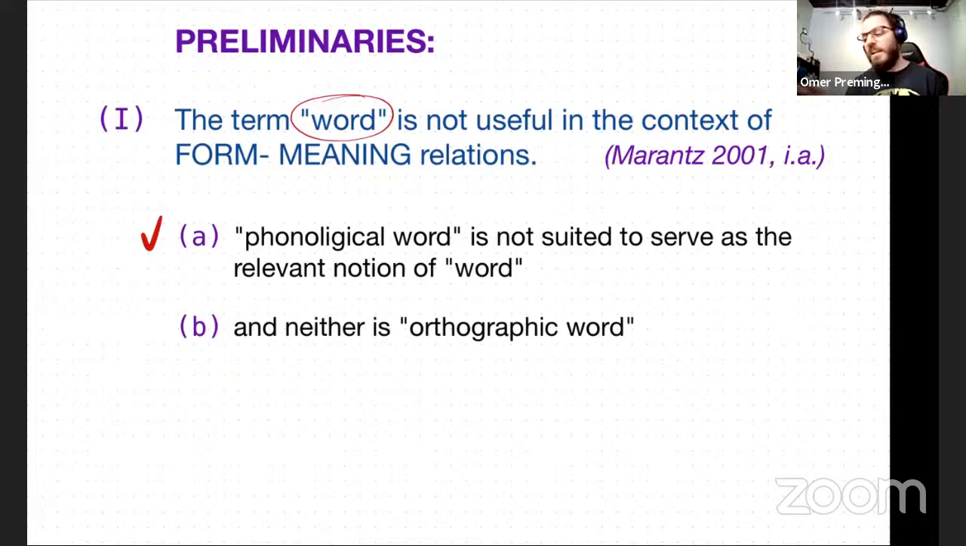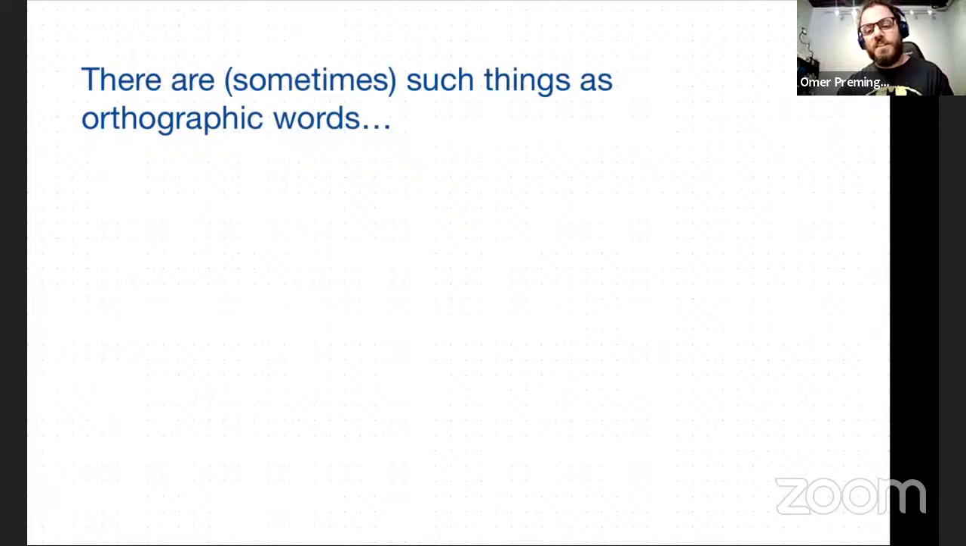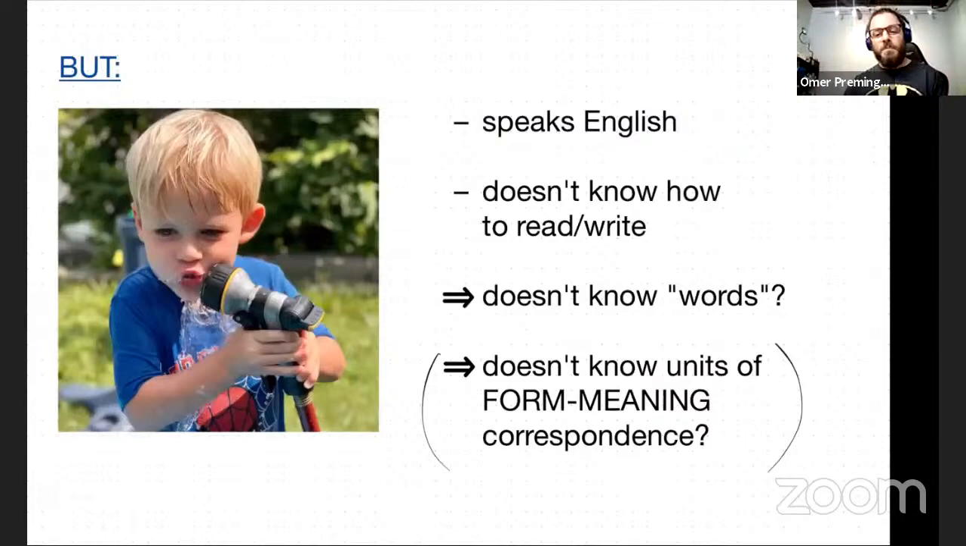So conceivably, there's another option out there, which is the orthographic word, right? On that view, the dog is two units. So we don't have the problem that the dog raised for us earlier. So there certainly are such things as orthographic words, at least sometimes. But there's some problems with basing our theory of form-meaning mappings on the orthographic word.